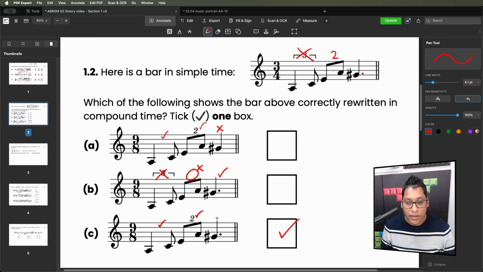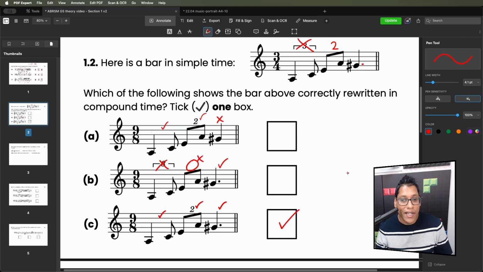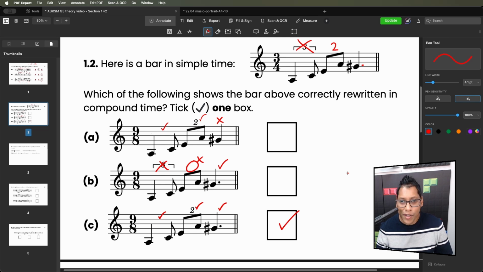And then, of course, on our crotchet, we have the dot, which turns the crotchet from its normal simple time beat into its compound time beat. So all 3 of these details are correct. You have to really watch out for your details on this one, because if you miss anything, you won't get the mark for the question. So yeah, that's how you deal with this question. Let's move on to the next one.